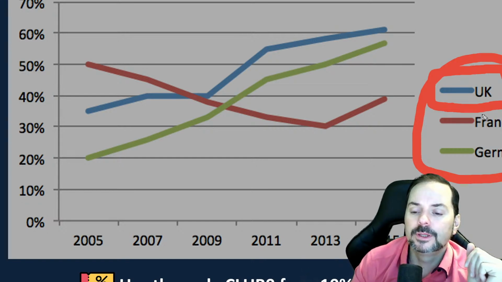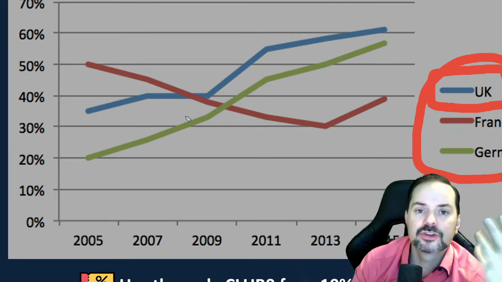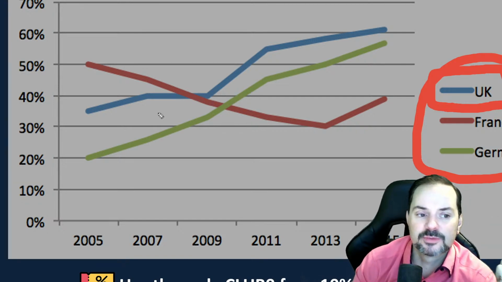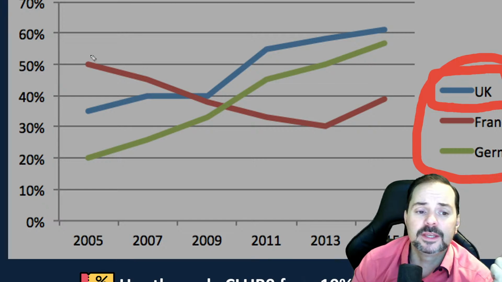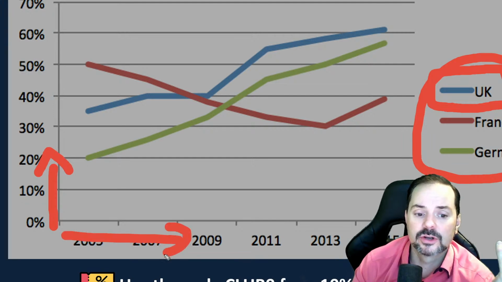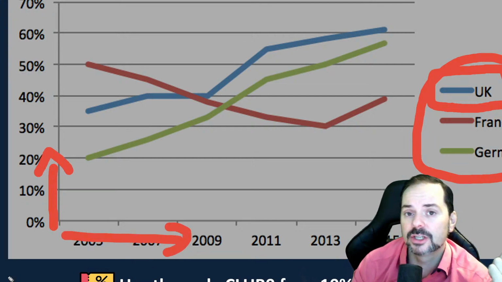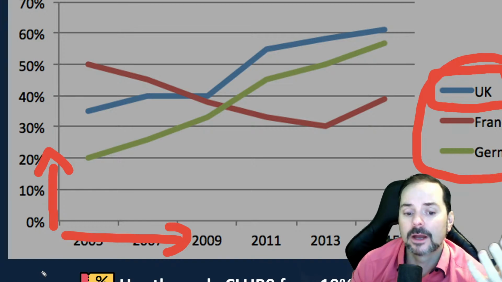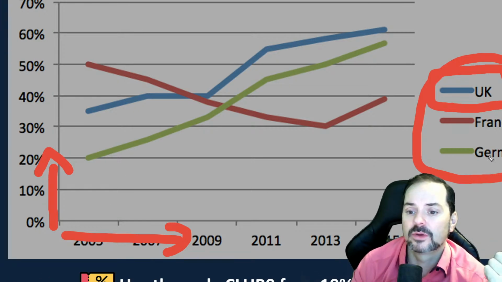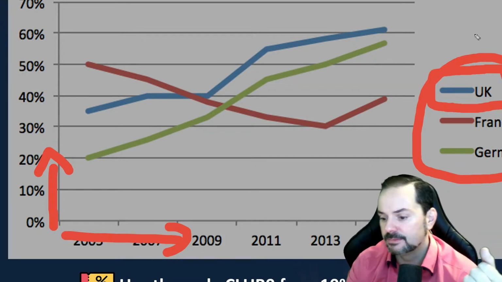So UK, France, Germany, these are names. And to measure what people are doing in these countries with recycling, we put these, in this case, on a line graph of percents and years. So we check the correlation between the years and the amount measured in percent, okay, for these countries, okay?